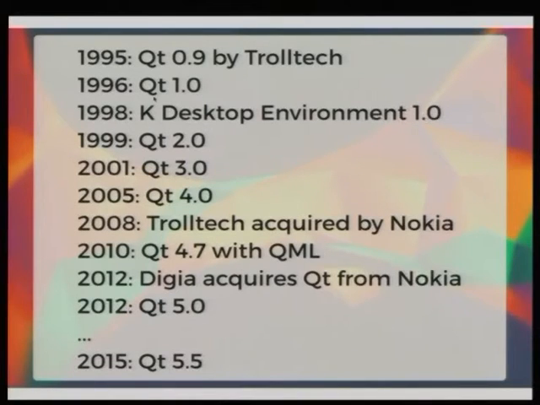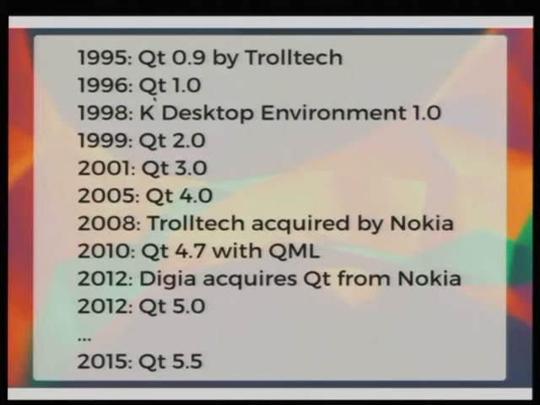In 2008, Qt, or Trolltech, the company behind Qt, was acquired by Nokia. So Nokia actually back then had a plan to use Qt, or only Qt back then. It was Qt on their Symbian systems and on their smartphones. And in 2010, with Qt 4.7, they introduced QML. So QML was actually developed by Nokia. They wanted to have something that is way easier than C++ to create user interfaces, mostly for mobiles, but it also works very well on desktop.